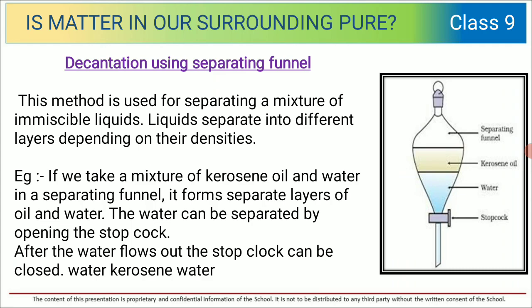Let's see the example. If we take a mixture of kerosene and water in a separating funnel, it forms separate layers of oil and water. The water can be separated by opening the stopcock, and after the water flows out, the stopcock can be closed, and the kerosene can be separated. Over here you can see that two layers are formed in the separating funnel and likewise they can be separated.